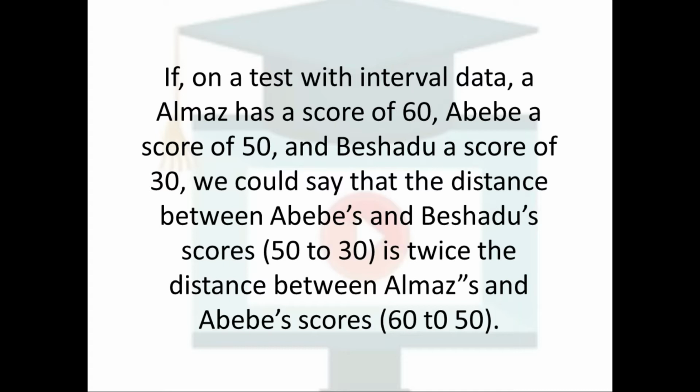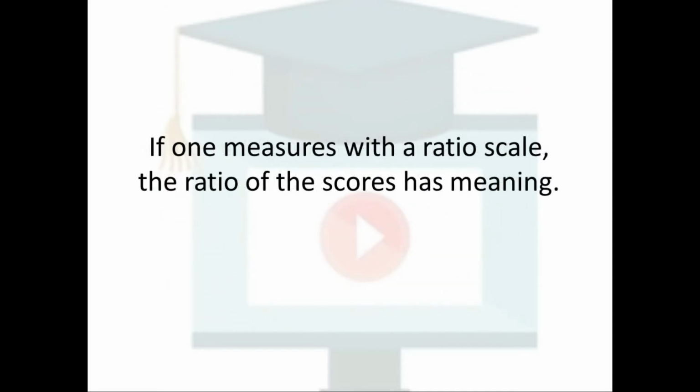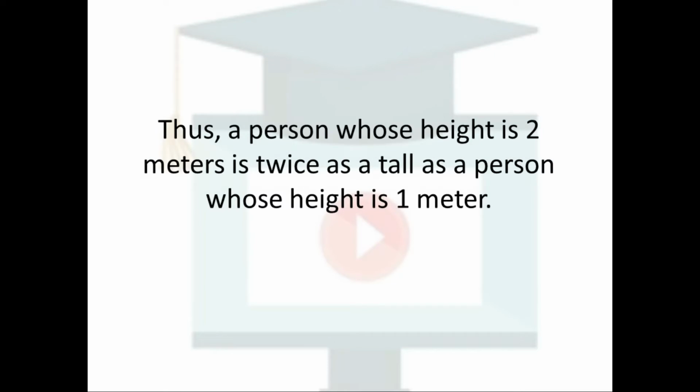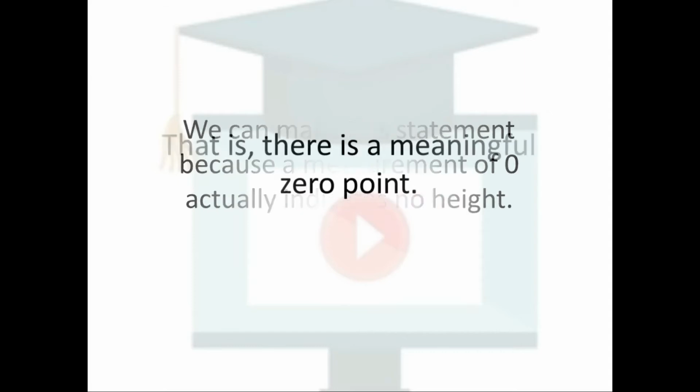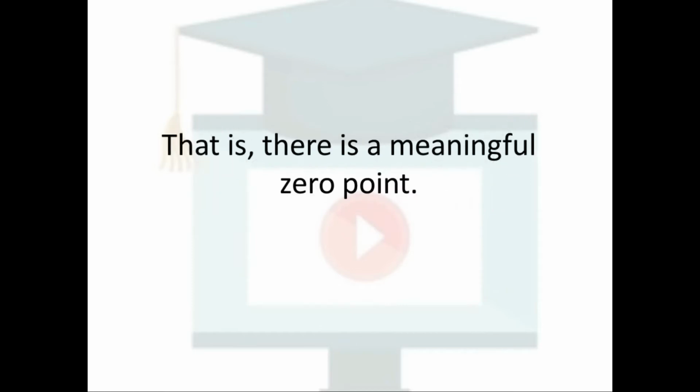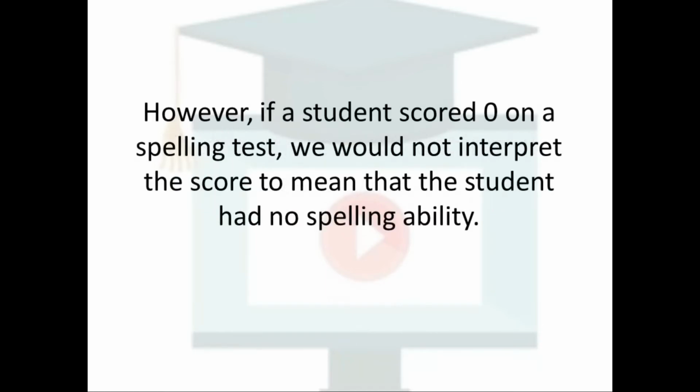If one measures with a ratio scale, the ratio of the scores has meaning. Thus, a person whose height is 2 meters is twice as tall as a person whose height is 1 meter. We can make this statement because a measurement of 0 actually indicates no height. That is, there is a meaningful 0 point. However, if a student scored 0 on a spelling test, we would not interpret the score to mean that the student had no spelling ability.